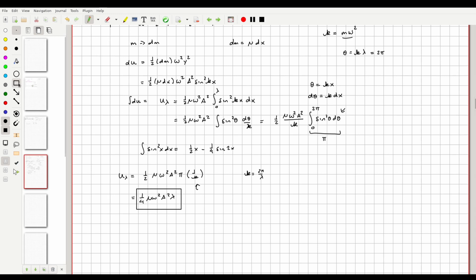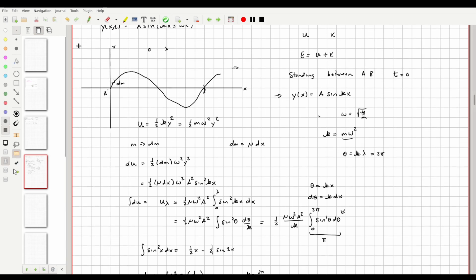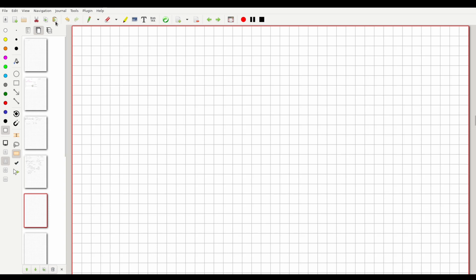All right. So we're going to do the same thing now for kinetic energy. Let me borrow my poorly drawn wave here. I'm going to take and paste it over here.